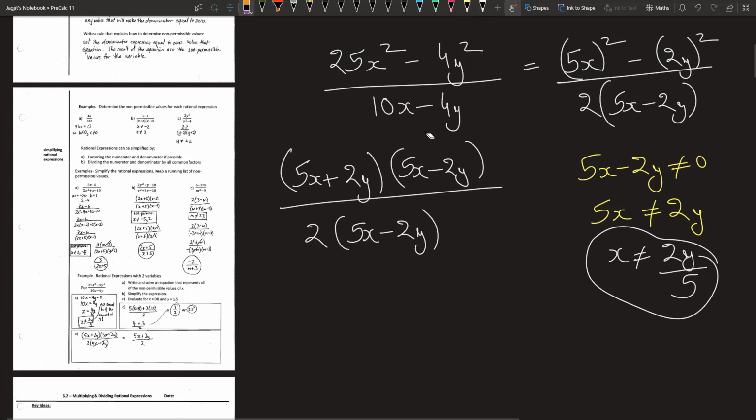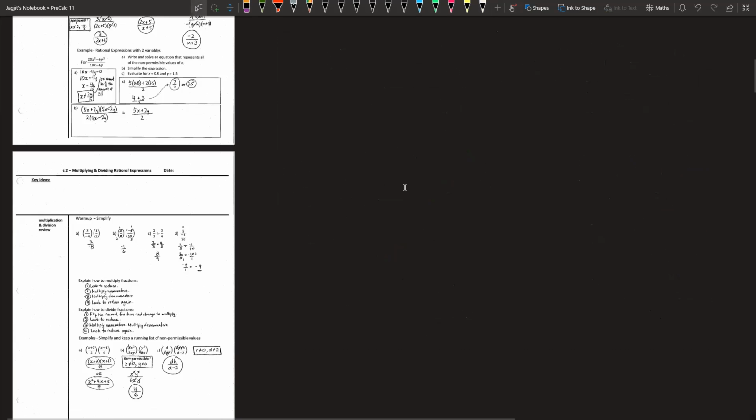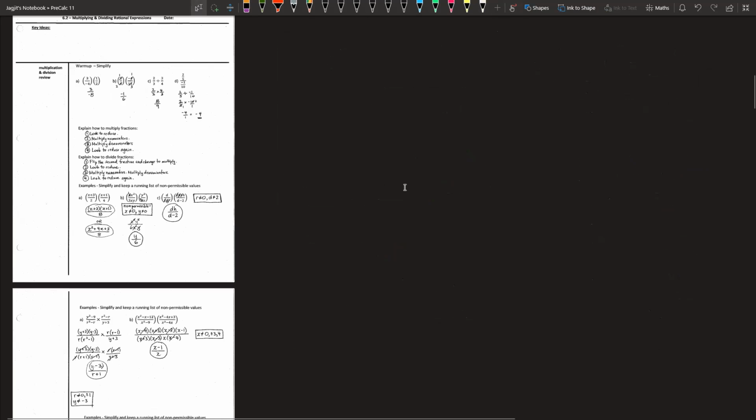Okay, so we've written the non-permissible, and now we can cancel 5x minus 2y with 5x minus 2y, and my simplified expression is 5x plus 2y divided by 2. Do you guys understand this? Okay, pretty simple concept. Okay, guys, now we're going to talk about multiplying and dividing.